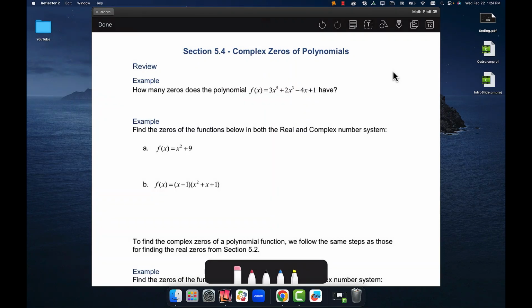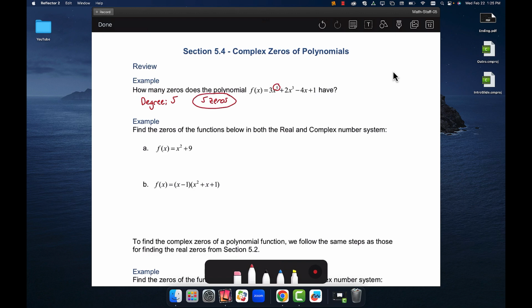In this lesson, we'll be looking at complex zeros of polynomials. First, a little review. How many zeros does the following polynomial have? Remember, we can determine that by looking at the degree. The degree of this polynomial is 5. That means that we have 5 zeros.